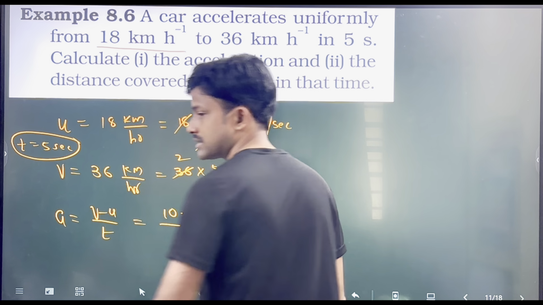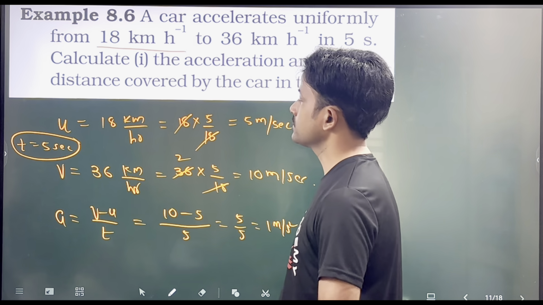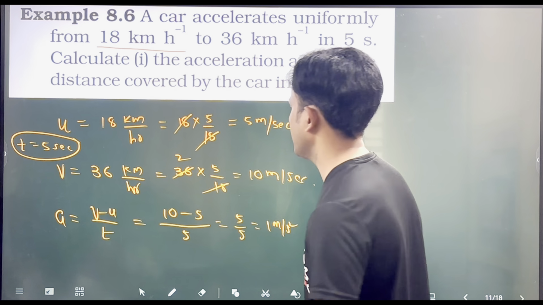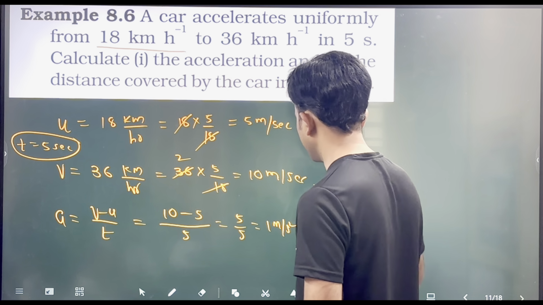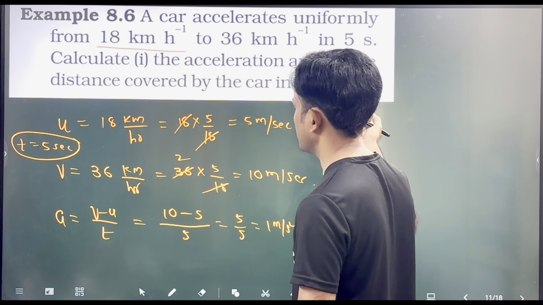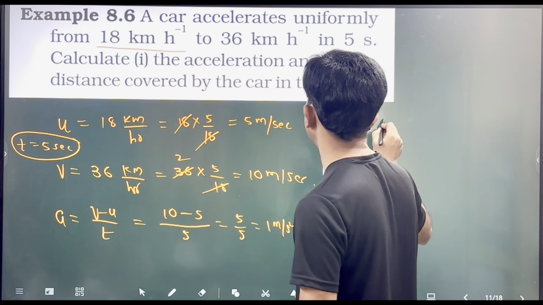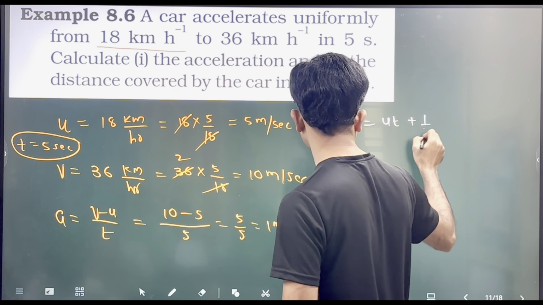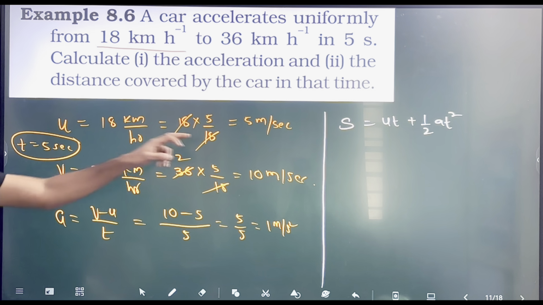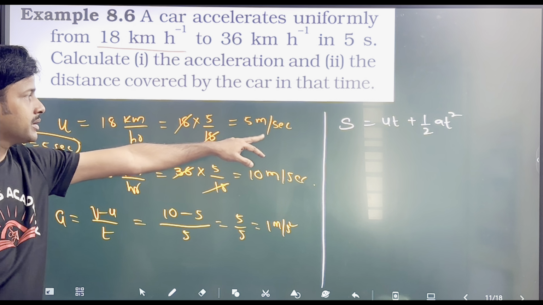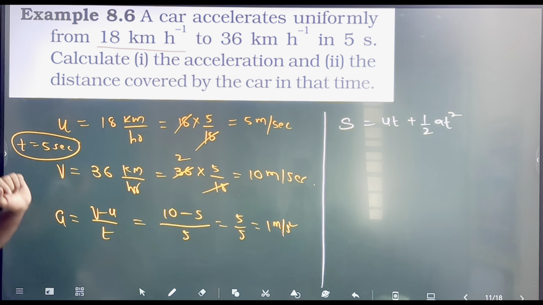Then how do you get the distance? Distance we can use two formulas here also. V square minus U square equal to 2S, that one also we can use, or we can use S equal to UT plus half AT square also. So which one is easy? Both are easy only. So I am using S equal to UT plus half AT square. So what is the U value here? U value is 5 meter per second. A value is 1 meter per second square, and time value is 5 seconds.